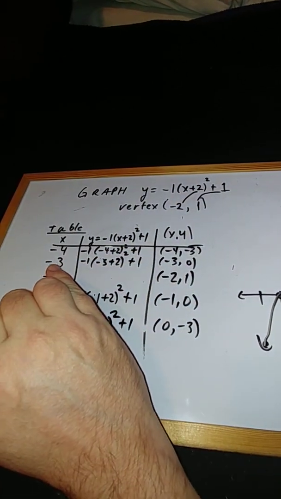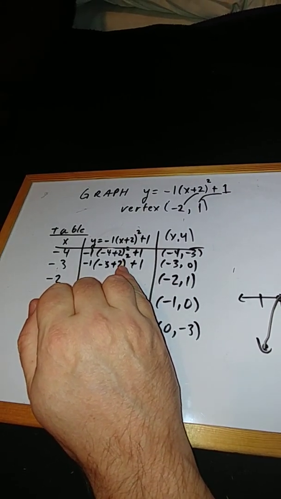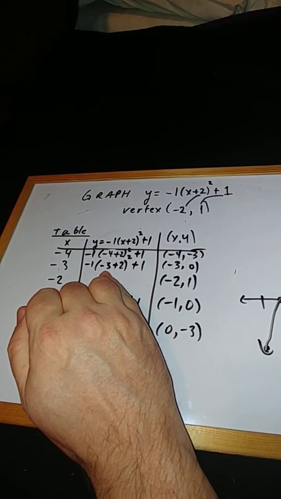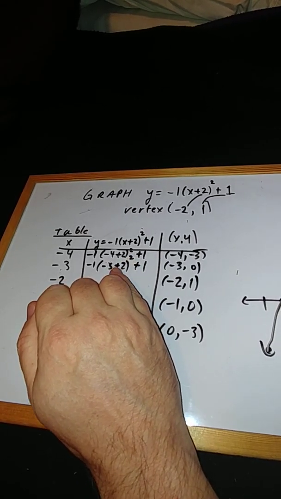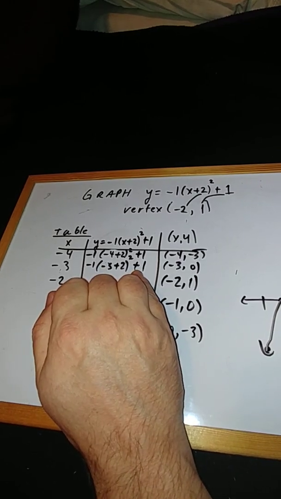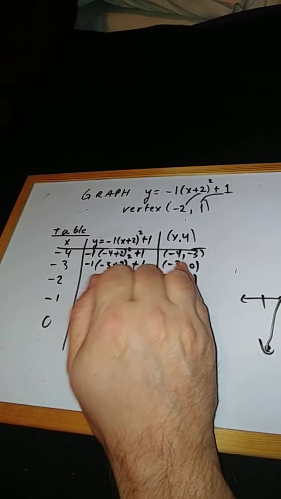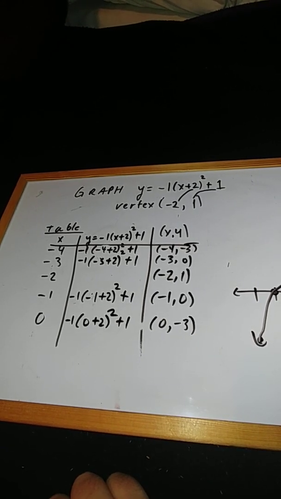Then substitute -3 in the equation: -1 times (-3 + 2)² + 1. Again, by hand, -3 plus 2 is -1. Squared is 1. 1 times -1 is -1. Plus 1 is 0. So (-3, 0) is the point. And (-2, 1) is the vertex.